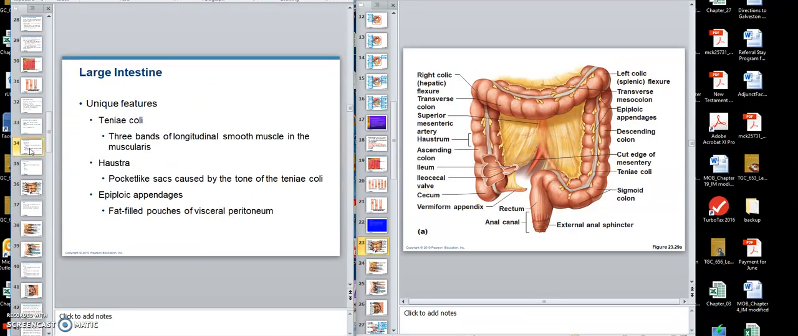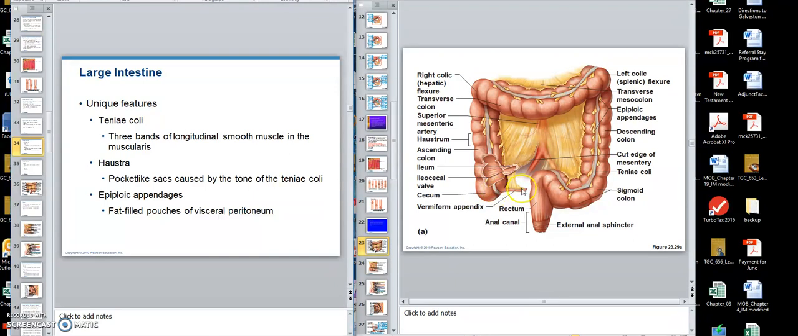Okay. So let's look at the unique features that we have. Let's start first with the design. The large intestine or colon is going to start right after the ileocecal valve. This valve here is the last part of the small intestine. This area is called the cecum, that little pouch coming down here. Hanging off of that is the vermiform appendix.